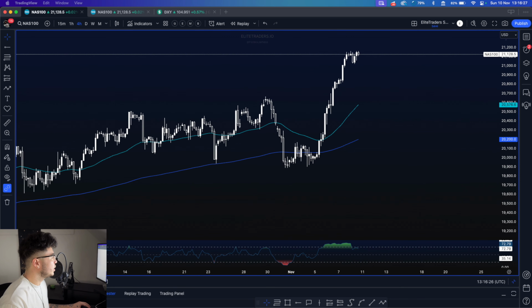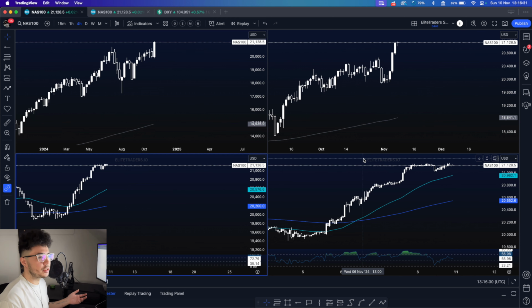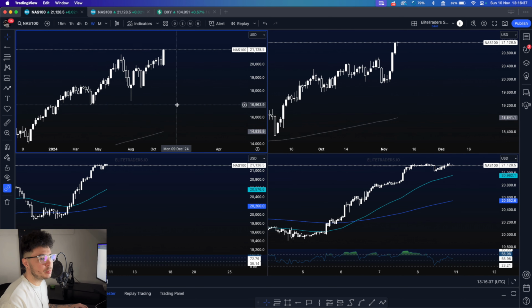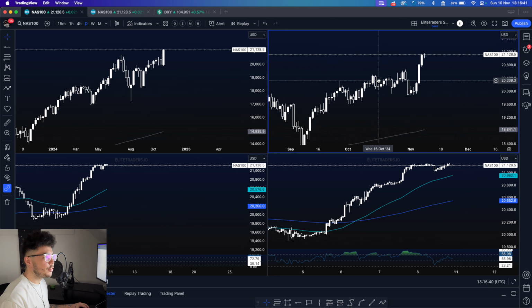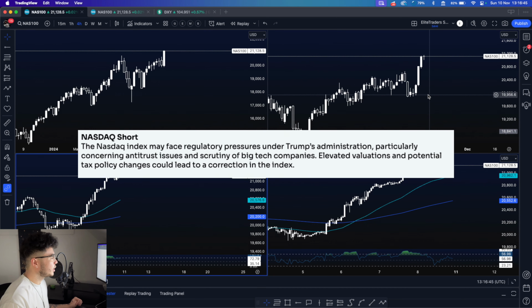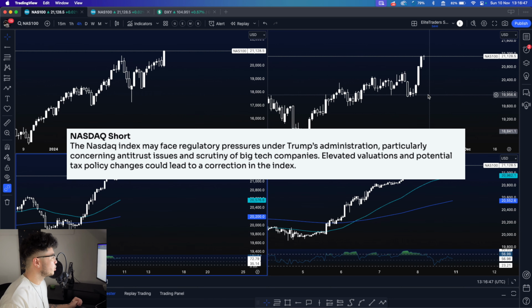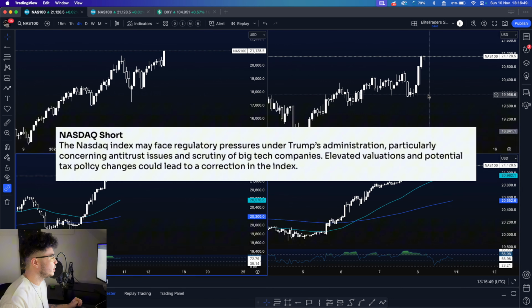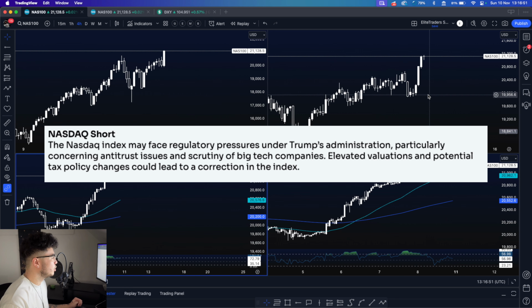Next, we've got the NASDAQ. The NASDAQ has been, in fact, all the indices, so US 30, S&P 500, the NASDAQ, all been on a huge ride to the upside. It's been, again, very easy money for the bulls in these markets. However, this might not last too long. And the reason is the NASDAQ index faces regulatory pressures under Trump's administration, particularly concerning antitrust issues and scrutiny of big tech companies.